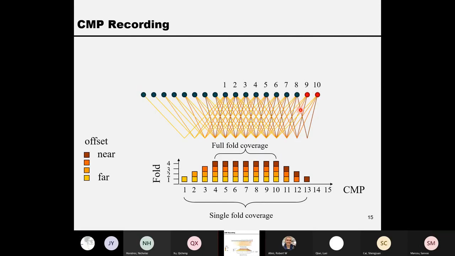This geometry, the details we will see here: source here, receiver here. So for the last shot, 10, you have one receiver, 2, 3, 4. The shot interval, you can see from here to here, is the same as the receiver interval. This sort of detail will affect how many traces there are in one fold. Let's see further detail here.